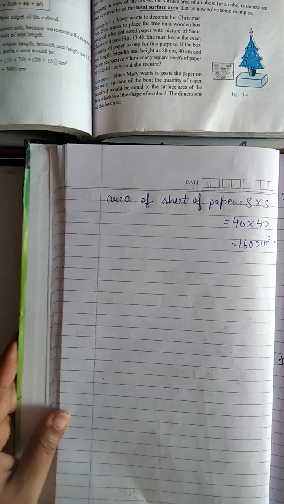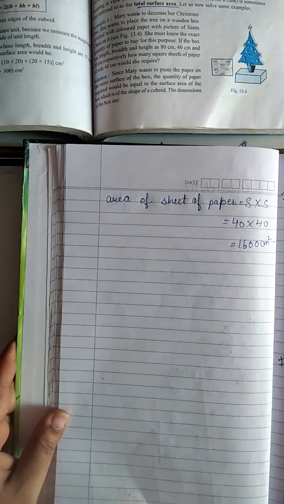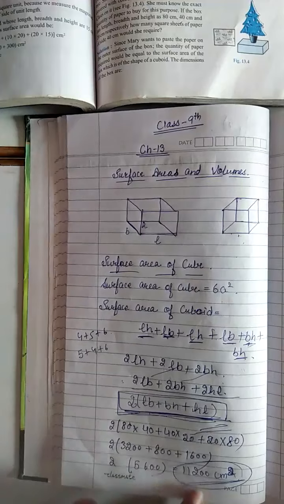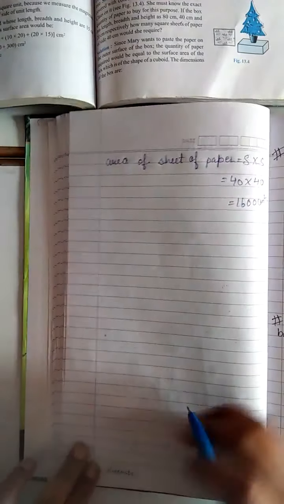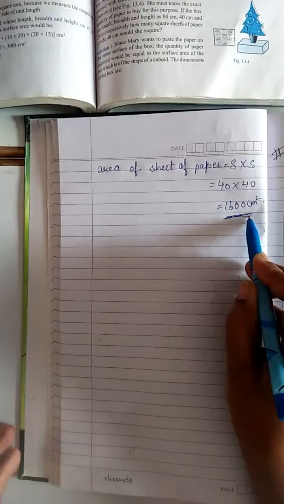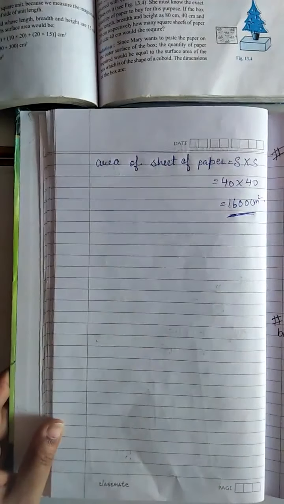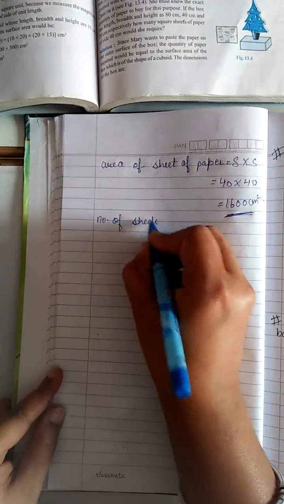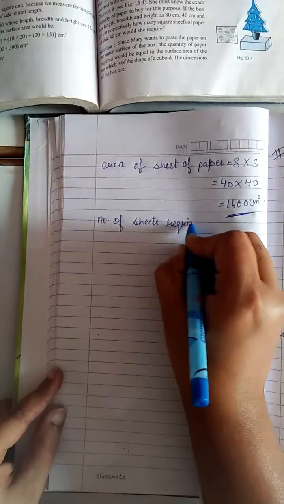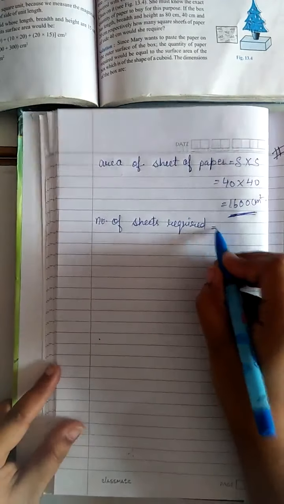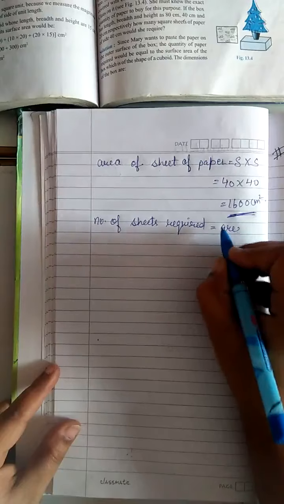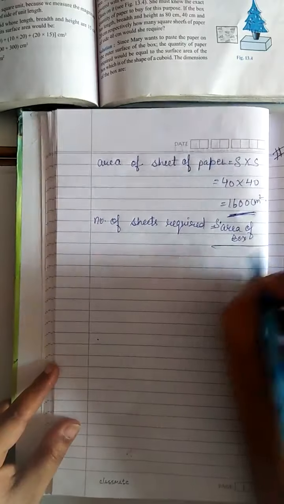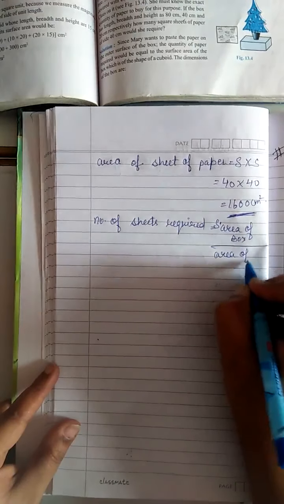Then what will we do? We divide the surface area of the box by the area of the sheet of paper. Okay, so the number of sheets required is the surface area of the box upon the area of the sheet.